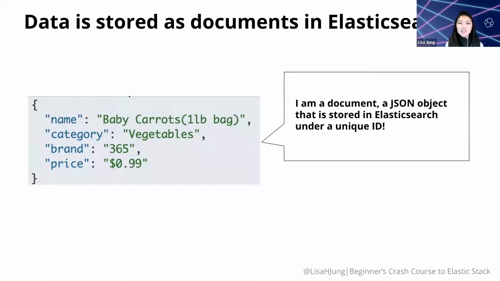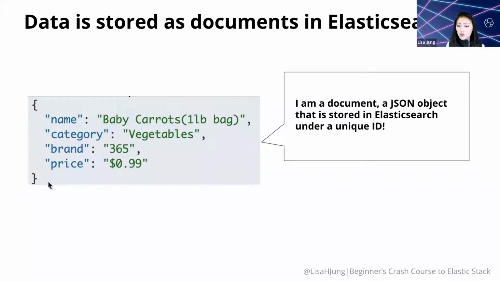So data is stored in Elasticsearch as documents. And a document is a JSON object that contains whatever data you want to store in Elasticsearch. So let's say we're running an online grocery shop app and we're helping our customers to search for grocery items online. So we need to store grocery data in Elasticsearch. Now, a document for one grocery item would look like this.